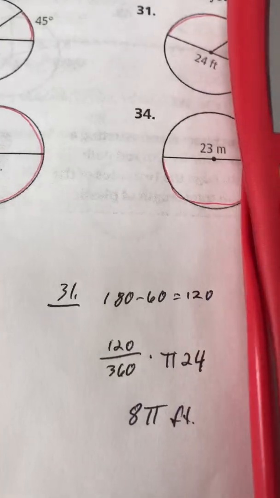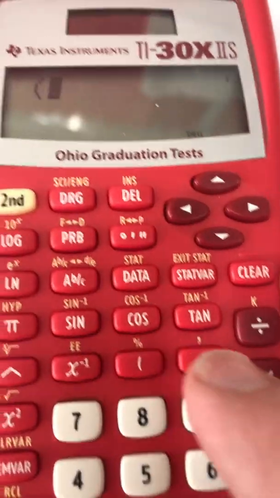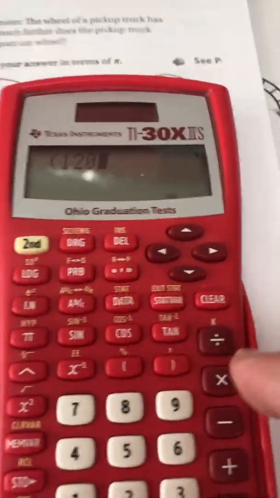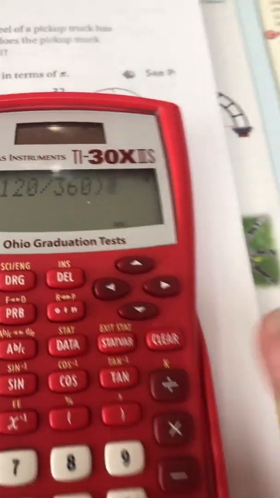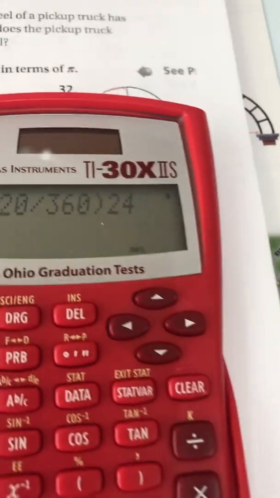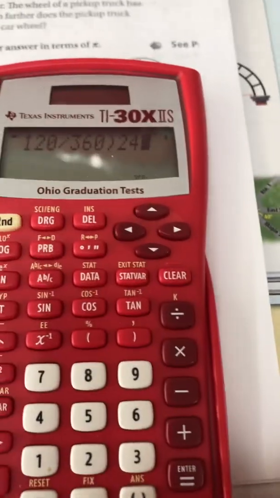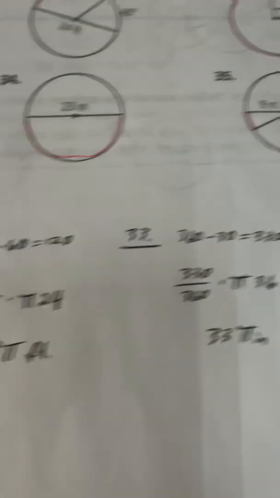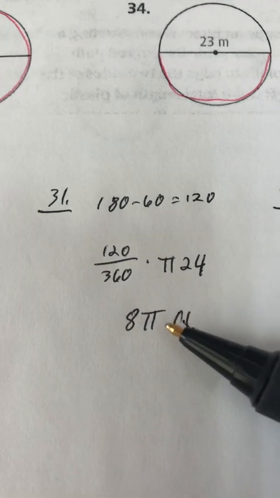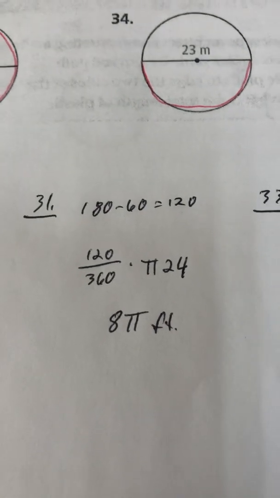You might be wondering how you put this in your calculator. Well, I put it in parentheses, and I do 120 divided by 360 in parentheses, and then I just multiply. I just put 24 next to that parenthesis, because that would be multiplication. I hit equals, and I get 8. So that would be 8 pi feet. That would be 31.